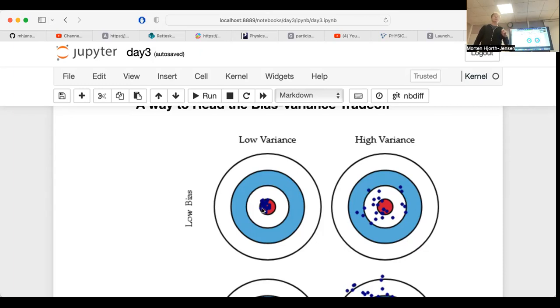Low bias means that if you calculate the mean value of all the points in your model, then that mean value is close to the results you want to reproduce. So this is the ideal situation. It's called bias because it shows you how biased you are in your model, with the mean value as a deviation from the data you want to reproduce.